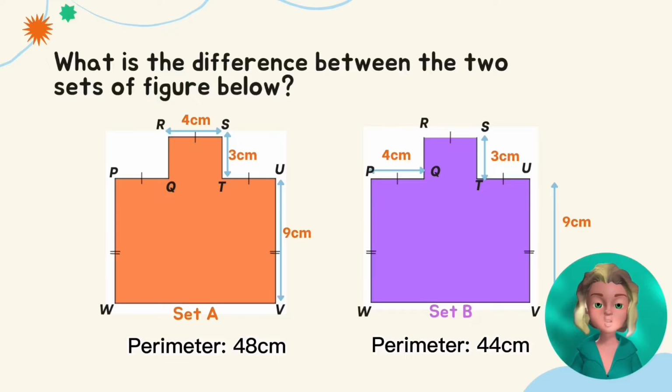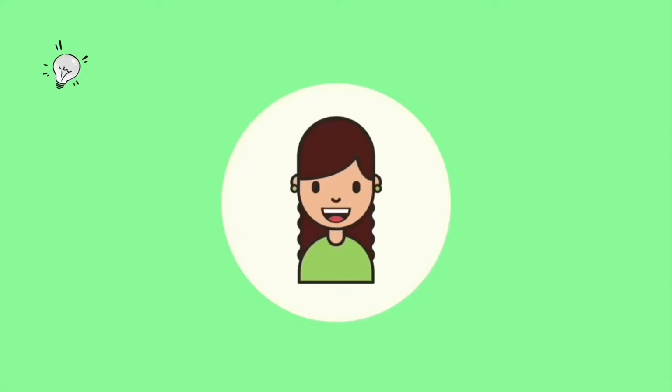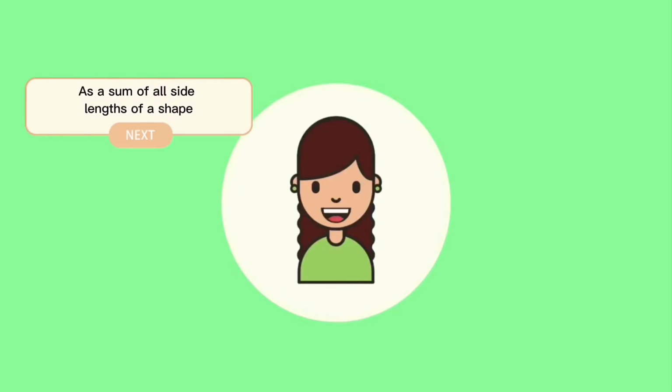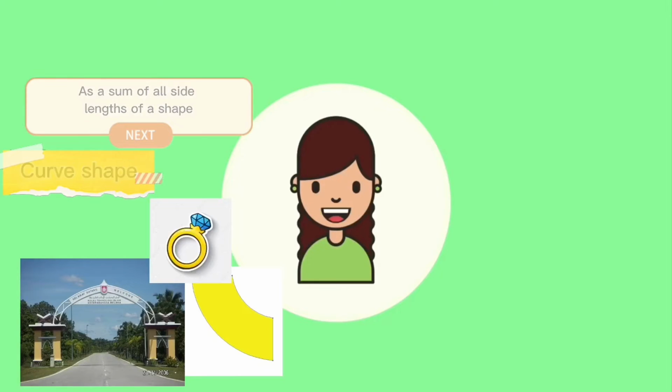Yes, they have different perimeters. Why do you think so? This is because in set B, there is one length that is not enclosed, which is the length of RS. Therefore, the perimeters of the figures are different. Just like I mentioned before, perimeter is defined as the sum of all side lengths of a shape. We can also measure sides that have a curved shape.